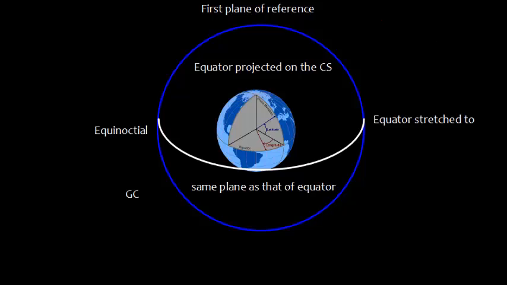The first plane of reference is definitely the equator projected on the celestial sphere. We can say the equator is stretched. Suppose this was the equator here and it has been stretched like this. It is called the equinoctial. The equinoctial and the equator will have the same plane, and this will be a great circle. A great circle is a circle which passes through the center of a sphere.